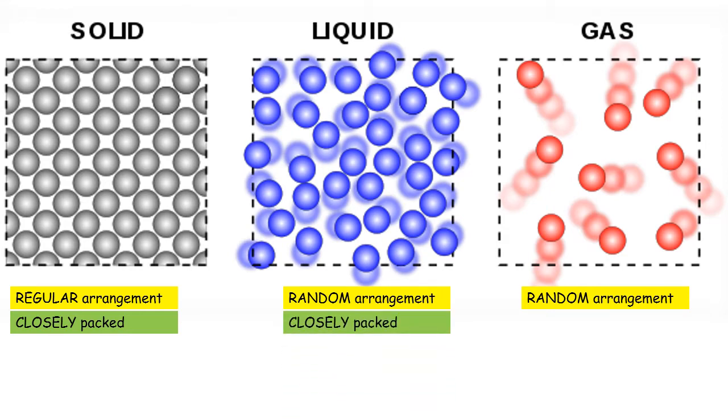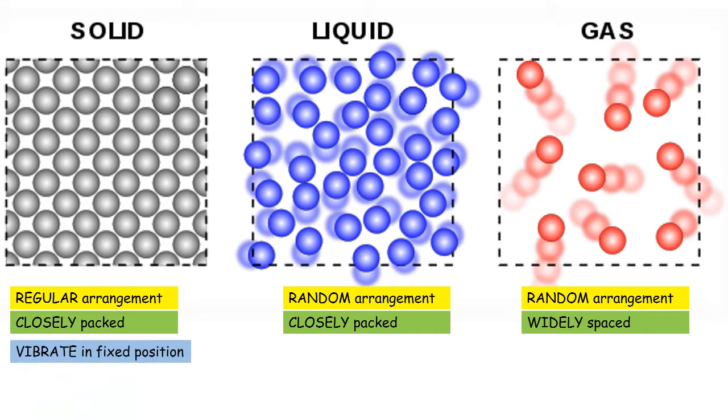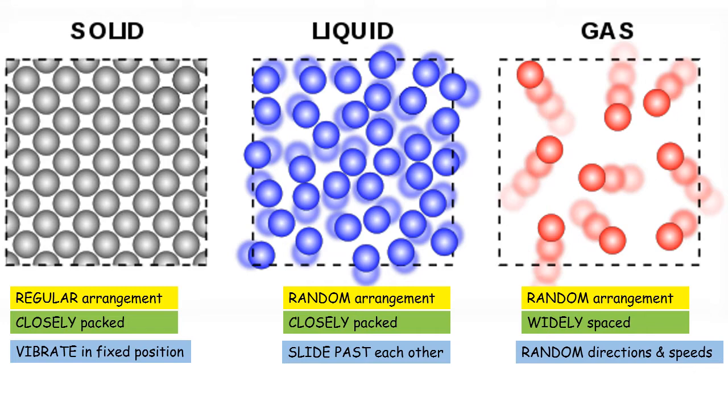The particles in a liquid are closely packed with weaker forces holding them together. The particles in a gas are very widely spaced with no forces holding the particles together. In terms of the movement of the particles, in a solid they just vibrate in a fixed spot, whereas the particles in a liquid are free to move and slide past each other in all directions. The particles in a gas are constantly moving in random directions and at random speeds.